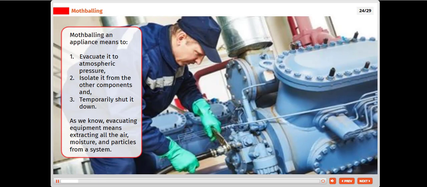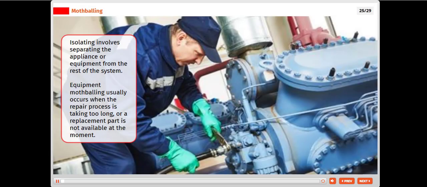Mothballing an appliance means to evacuate it to atmospheric pressure, isolate it from the other components and temporarily shut it down. As we know, evacuating equipment means extracting all the air, moisture, and particles from a system. Isolating involves separating the appliance or equipment from the rest of the system. Equipment mothballing usually occurs when the repair process is taking too long or a replacement part is not available at the moment.